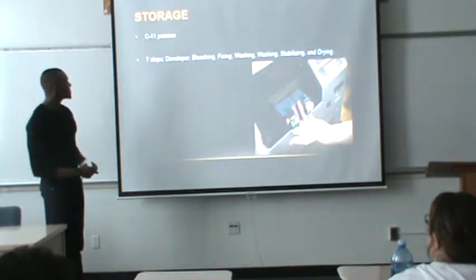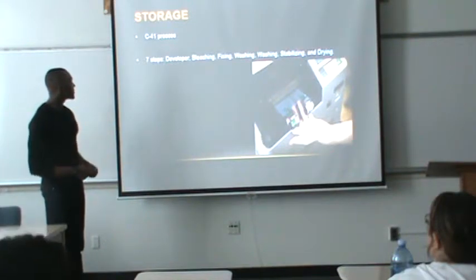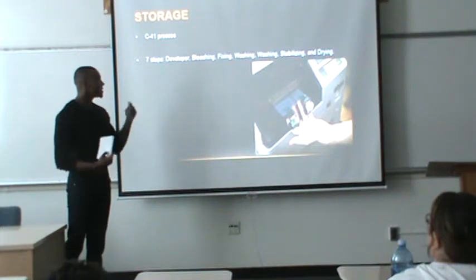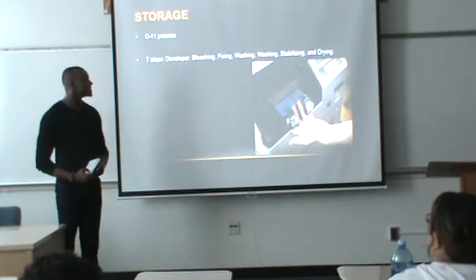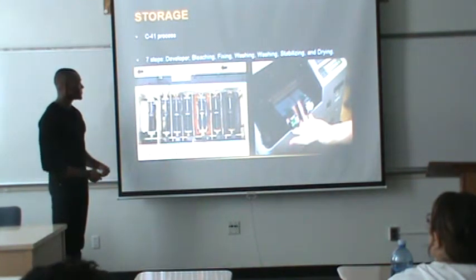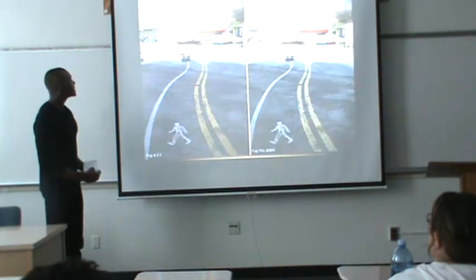So there's seven steps that developers go through. It's developing, bleaching, fixing, washing again, stabilizing, and drying. And this is the workings of a film developing machine.